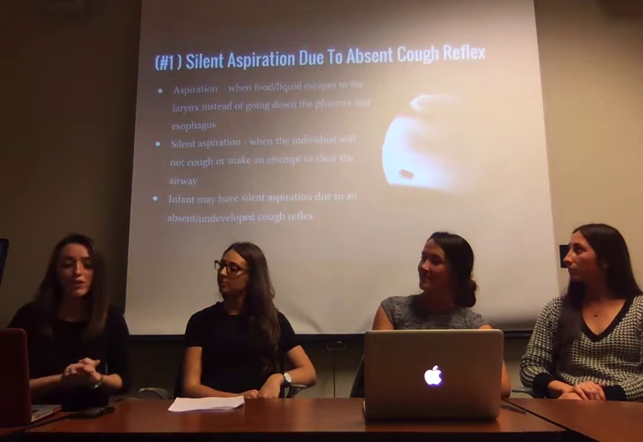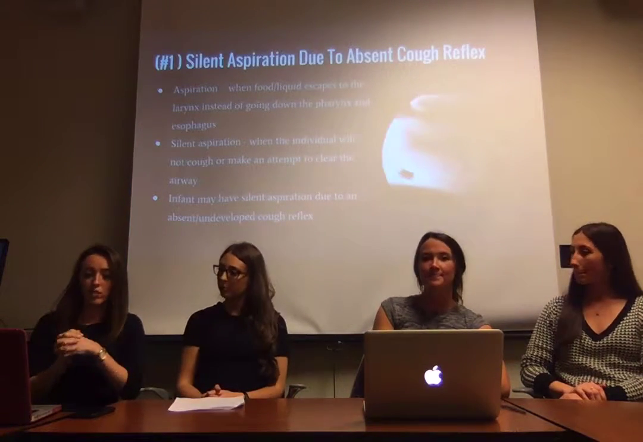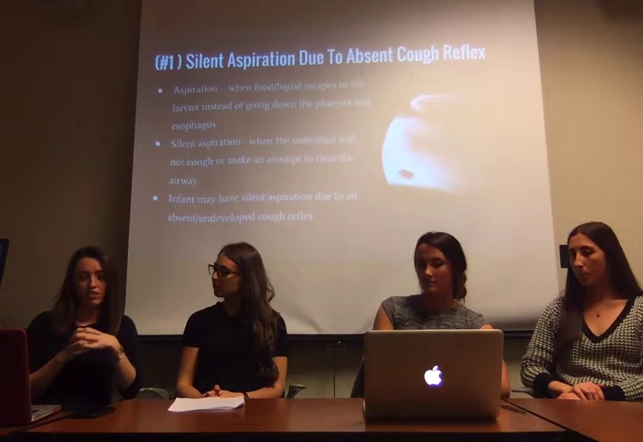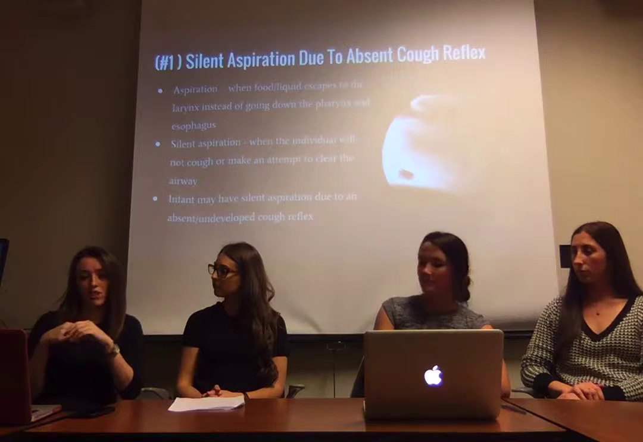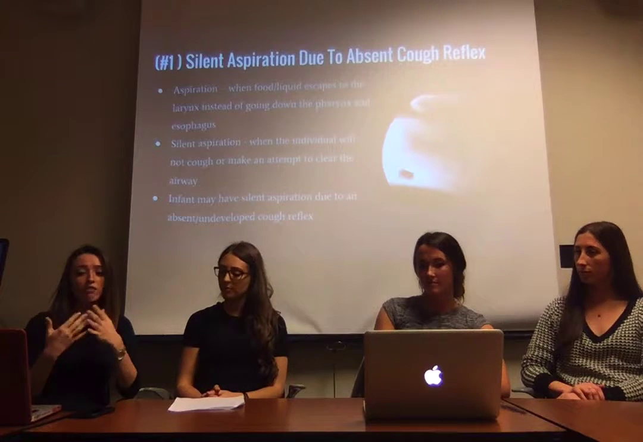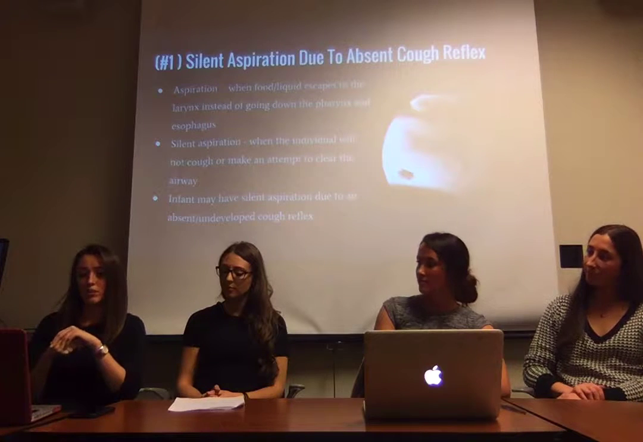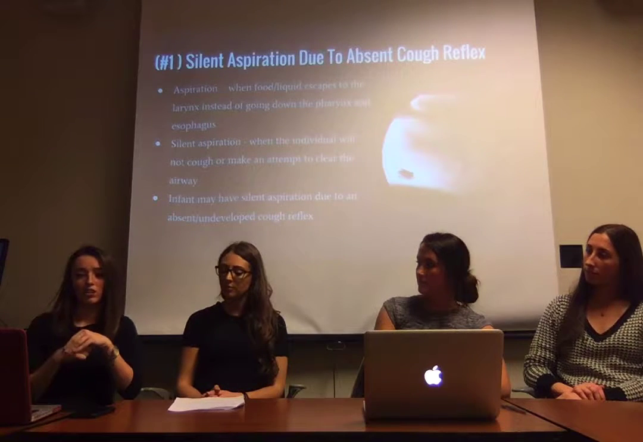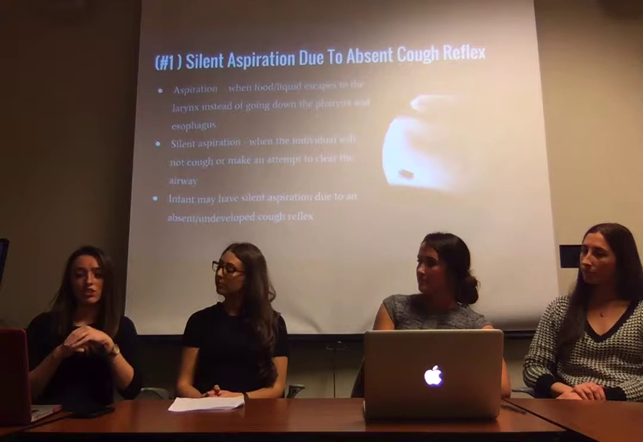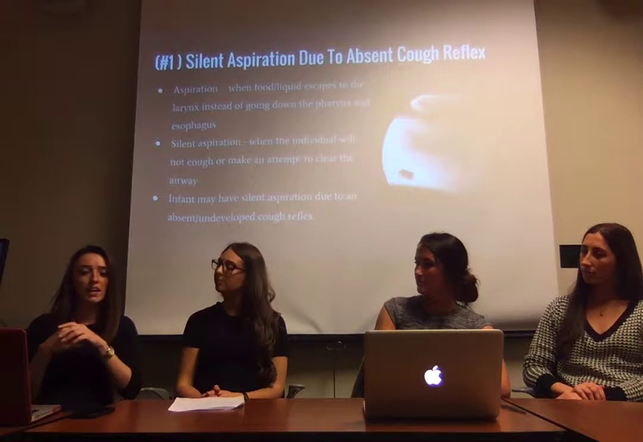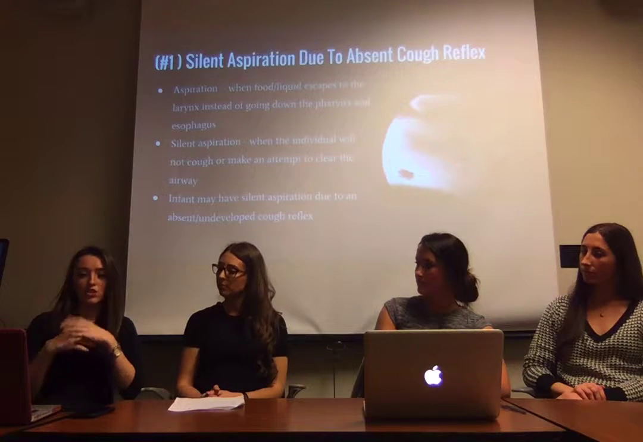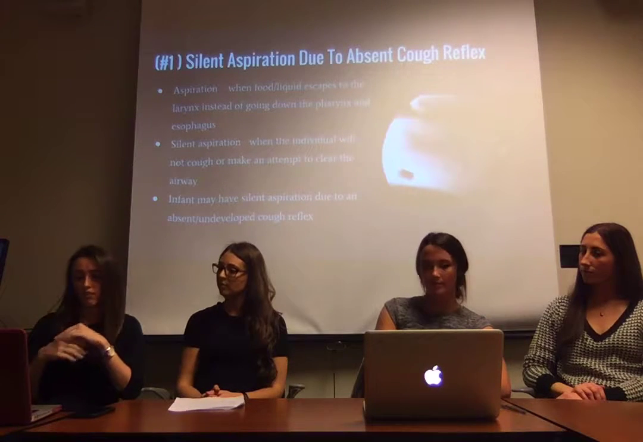Okay, so we are going to give you two very specific developmental impairment examples of what can happen if an infant has dysphagia or something that can cause them to have dysphagia. So number one would be silent aspiration due to an absent cough reflex. As you may know, aspiration is when food or liquid escapes to the larynx instead of going down the pharynx and the esophagus. And silent aspiration occurs when the individual does not cough or make any attempt to clear their airway. And so an infant may have silent aspiration due to an absent or underdeveloped cough reflex.